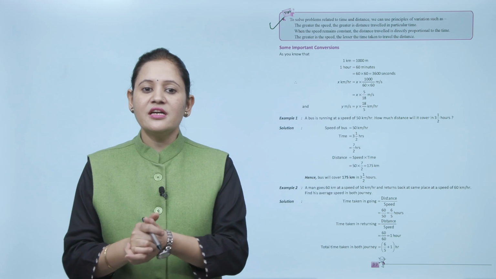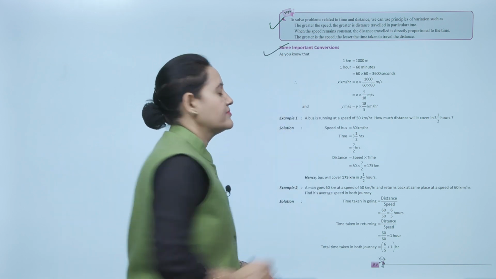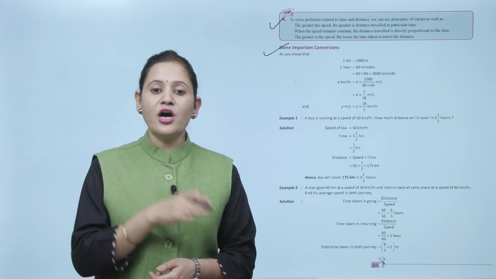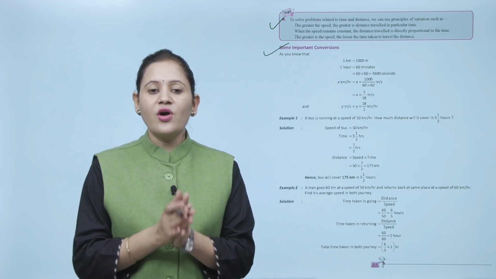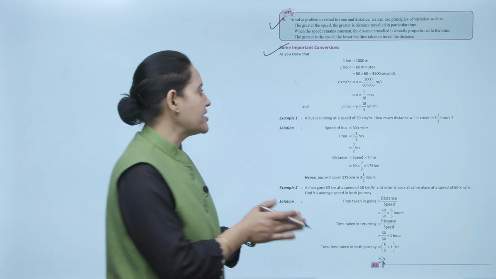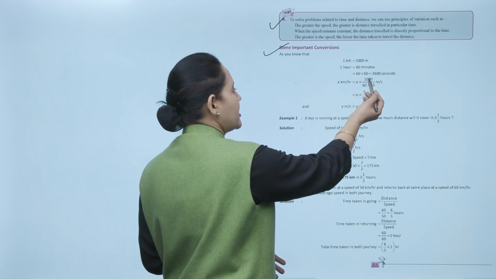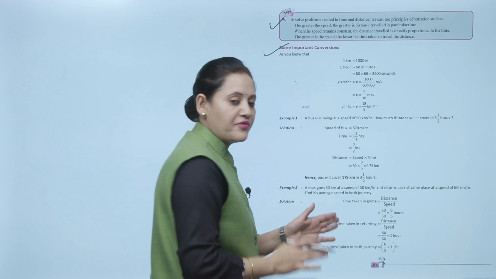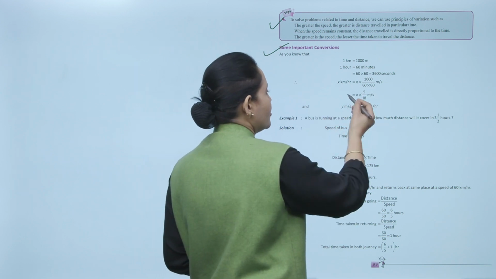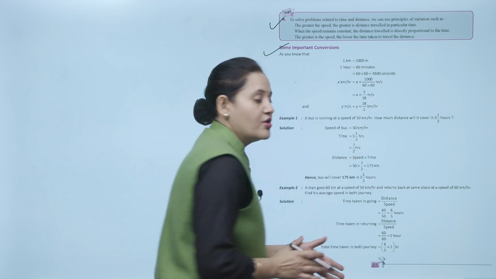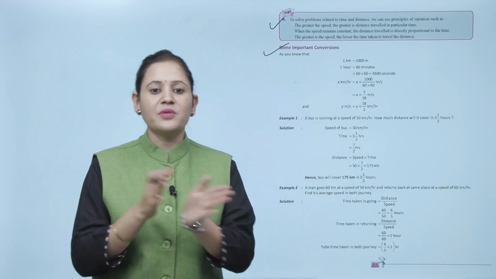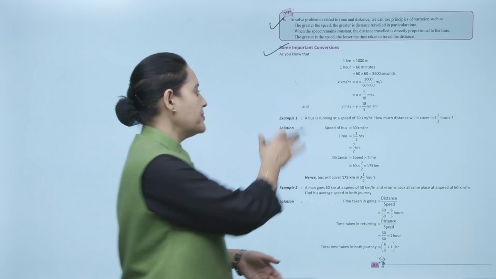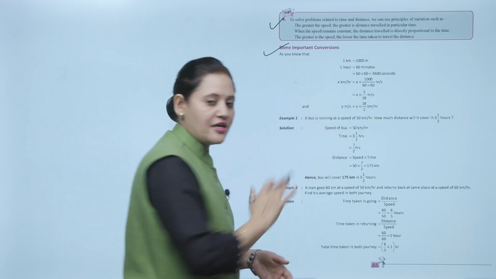The greater the speed, the lesser the time taken to travel the distance. Next, some important conversions. As you know, 1 kilometer equals 1000 meters, 1 hour equals 60 minutes or 3600 seconds. So if we have to convert x kilometer per hour into meter per second, we multiply kilometers by 1000 to get meters, and hours we convert into seconds, 60 into 60. So x into 5/18 meter per second. So if we have to convert kilometer per hour into meter per second, we will multiply by 5/18. And if we have to convert meter per second into kilometer per hour, we'll multiply by 18/5.